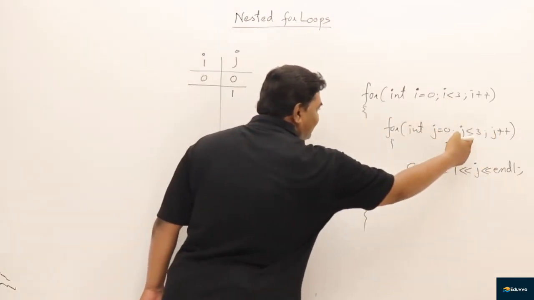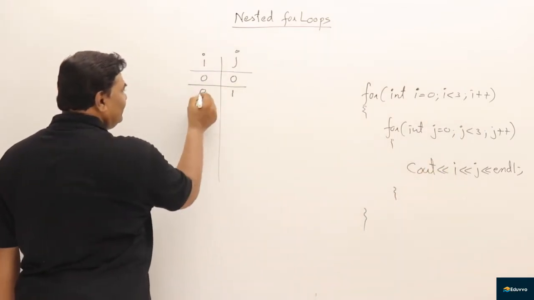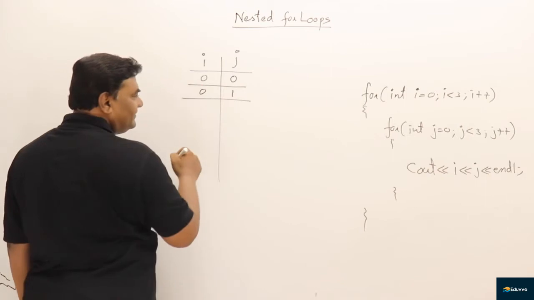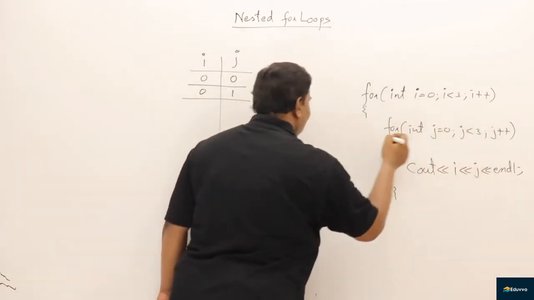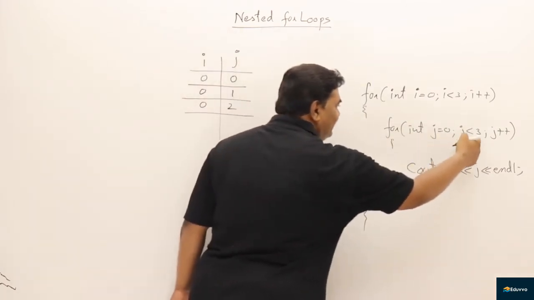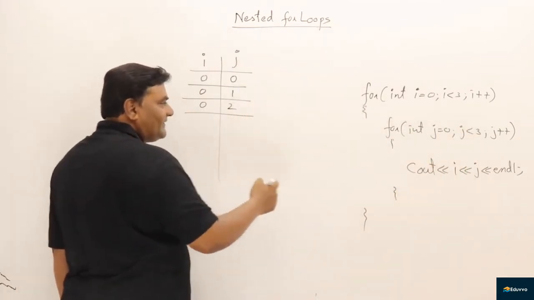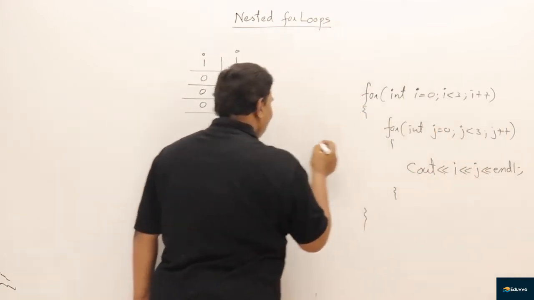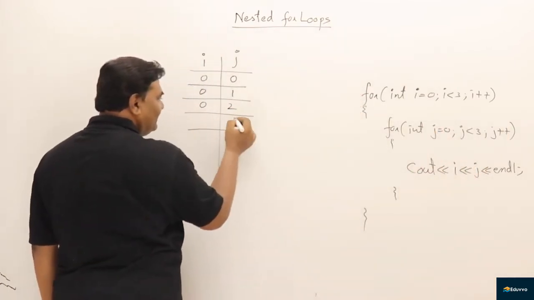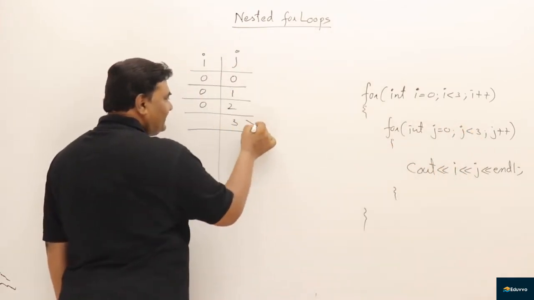Then j is less than 3, yes, enter inside. Again print i j. What is i? Still 0 only. So it will print 0, 1. The next j plus plus, j becomes 2 and i is still 0. And 2 is less than 3, so it will enter inside and print i j, that is 0, 2. Then j plus plus, j becomes 3. Now j is not less than 3, it is equal to 3, so nothing is done.